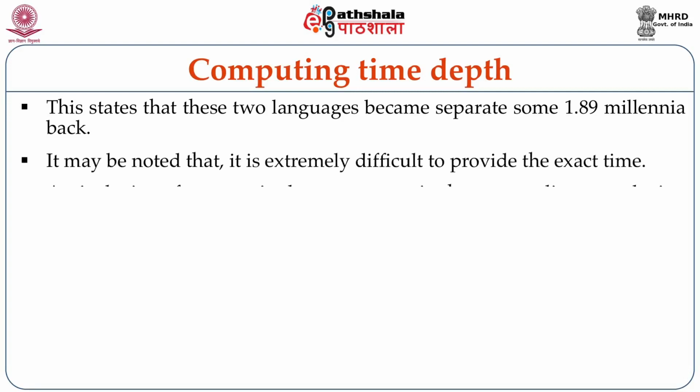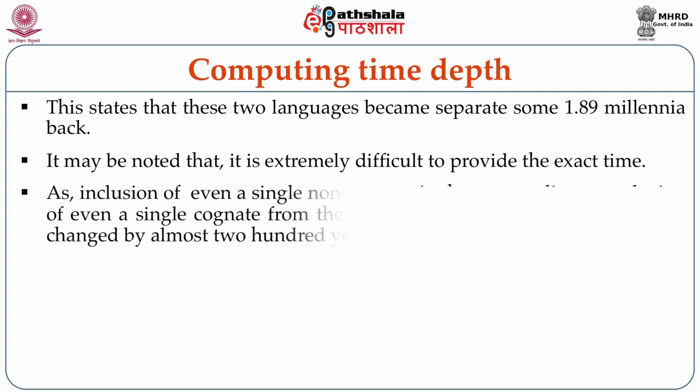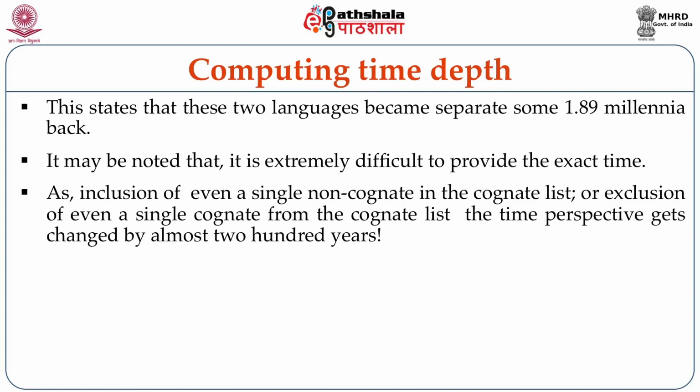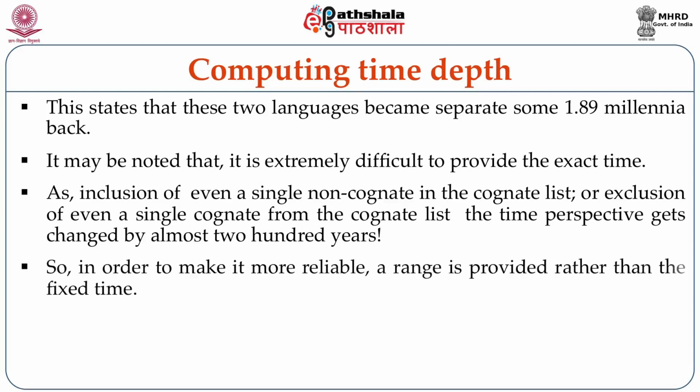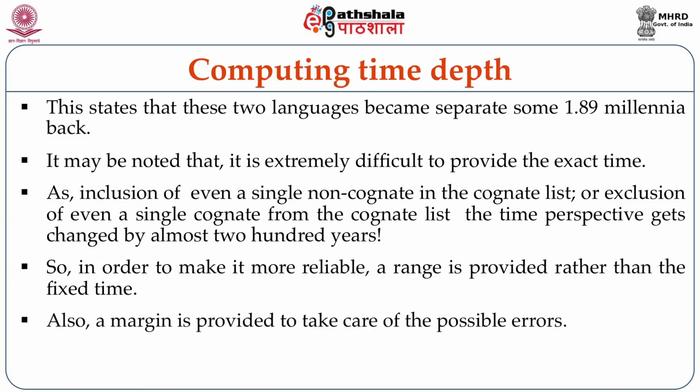It may be noted that it is extremely difficult to provide the exact time, as inclusion of even a single non-cognate in the cognate list or exclusion of even a single cognate from the cognate list, the time perspective gets changed by almost 200 years. So, in order to make it more reliable, a range is provided rather than the fixed time. Also, a margin is provided to take care of the possible errors.